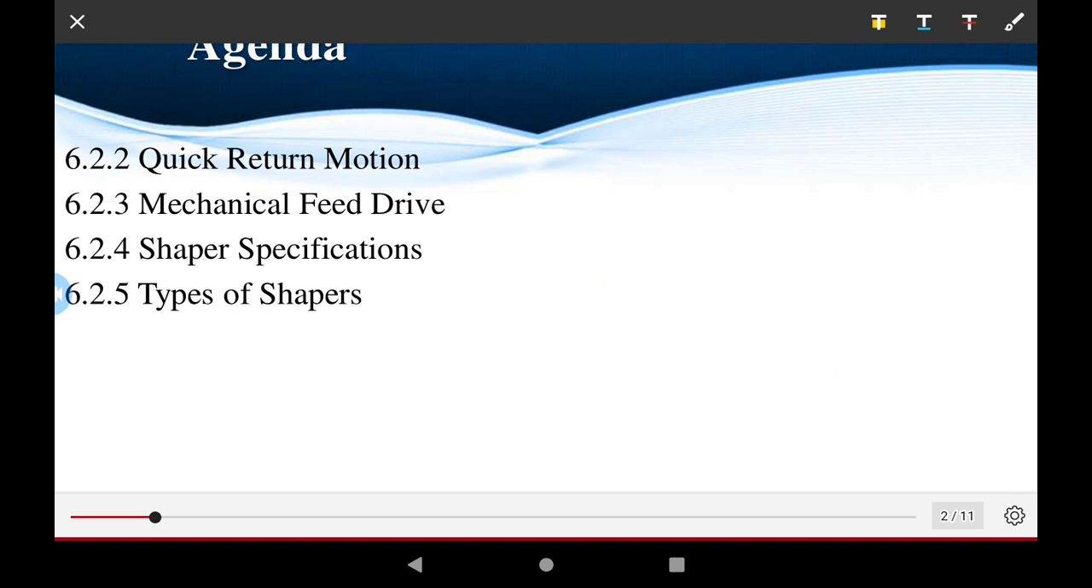Specifically in this topic, the ideas in shaper machines: what is a shaper machine, some standard parameters used in shaper machines, the elements and structure of the shaper machine, and the principle of shaper machines. Types of shaper machines: classification based on the size of the machine, on the motion of the machine, and on the working principle of the machine.